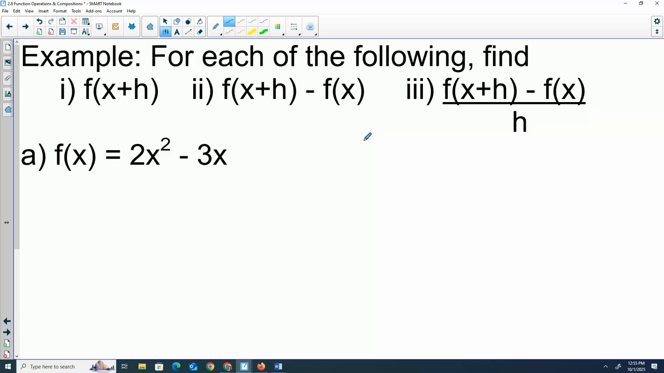So my function, can I change this actually just for our first example? I'm going to do this one for B. I'm going to do a nicer one to start with. Let's do, here, for our first one, let's do 3x plus 1. Sorry, changed my mind. Okay, so the first step you have to do, f of x plus h. What does that mean?